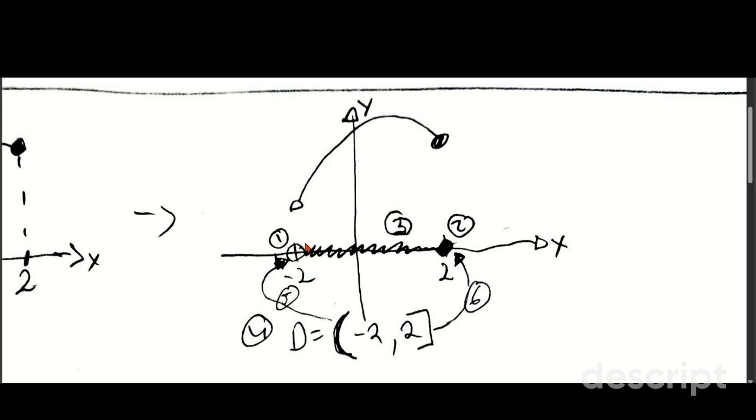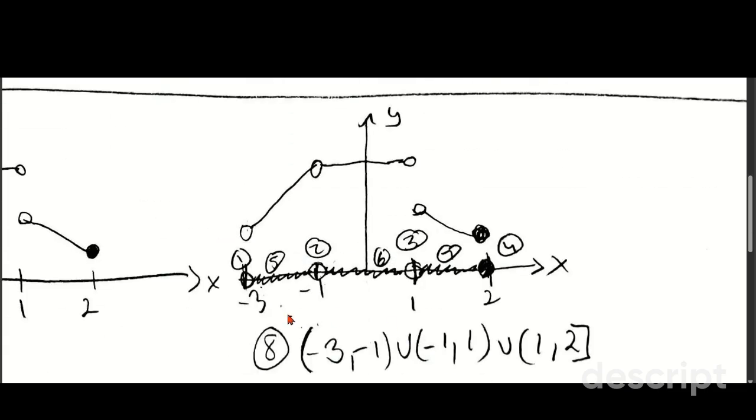Okay, that means this open hole translates into a parenthesis. That means this solid dot here at step 2 translates into a bracket, and you put -2, comma 2. That's the interval form of the domain. And the last part is the trickiest one.